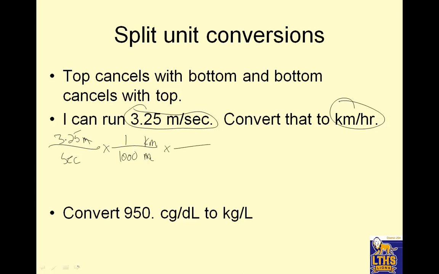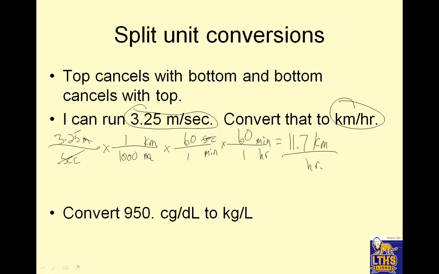So now I hate seconds. I don't put it on the bottom. I diagonal it. Seconds to minutes. 60 seconds equals a minute. Now I've killed my seconds. I want to get rid of my minutes and go into hours. 1 hour, 60 minutes. So remember, these things equal each other. 1 kilometer equals 1,000 meters. 60 seconds equals a minute. 60 minutes equals an hour. 3.25 divided by 1,000 times 60 equals 11.7 kilometers per hour.